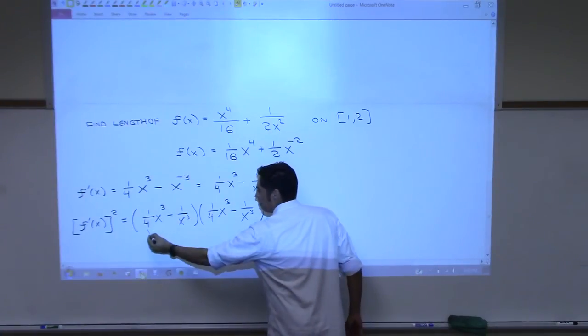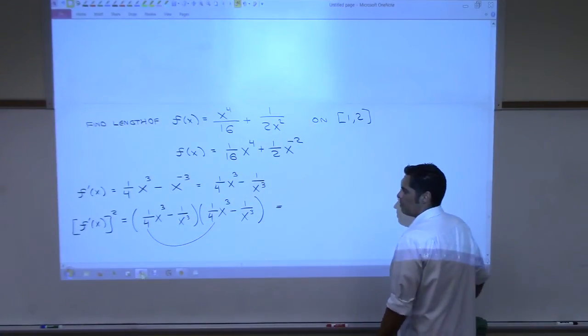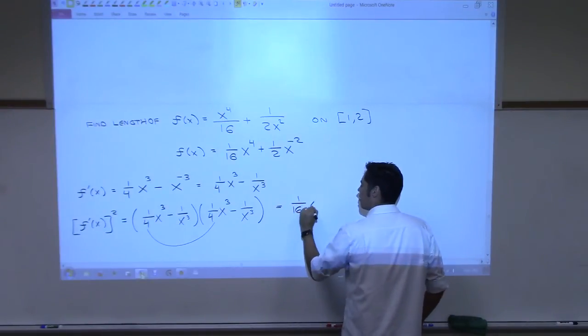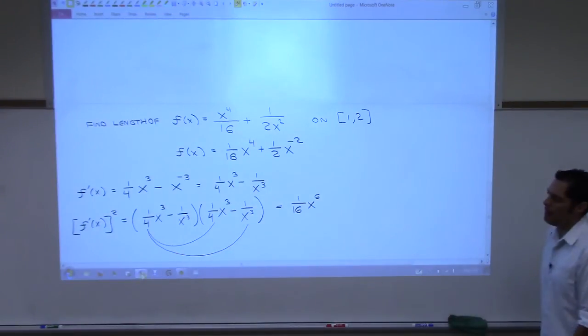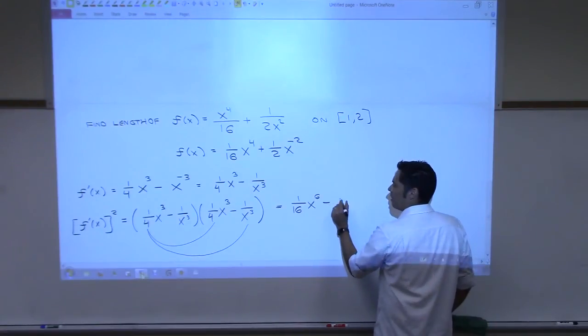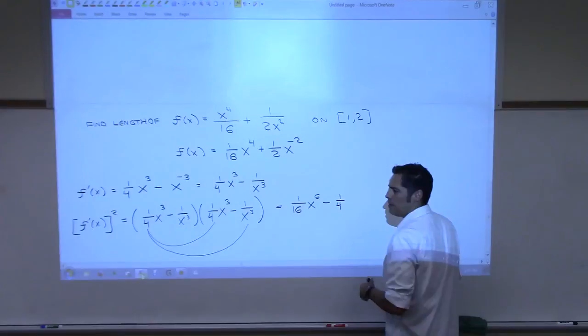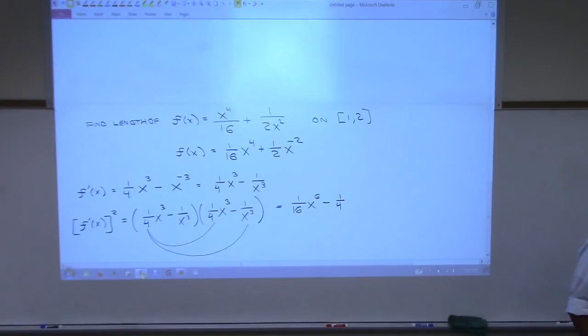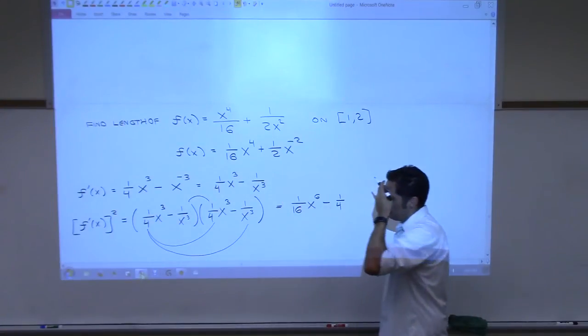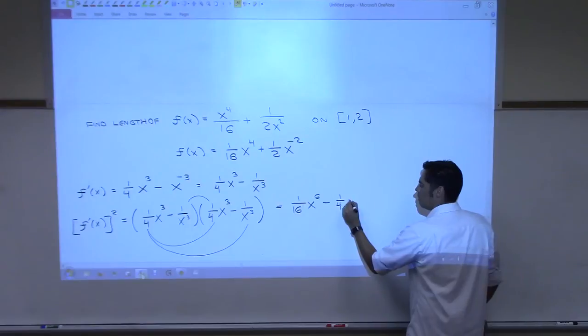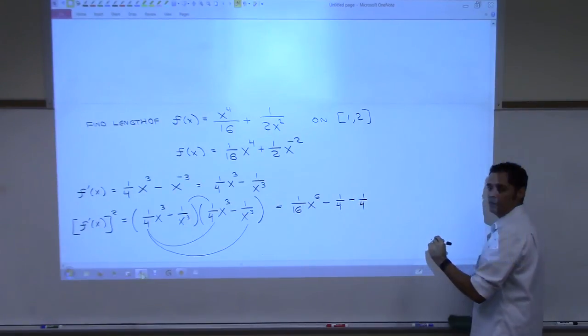What does my first multiplication give me? 1/16 x to the 6th. Next multiplication, be careful here. Close. 1/4 is right. Negative 1/4. Minus 1. What happened to the x cubes? They canceled, right? And a negative times a positive gives you negative. So we get negative 1/4 on that multiplication. What do we get on the inner multiplication here? Minus 1/4 again. Y'all see the x cubes canceling? Yes?